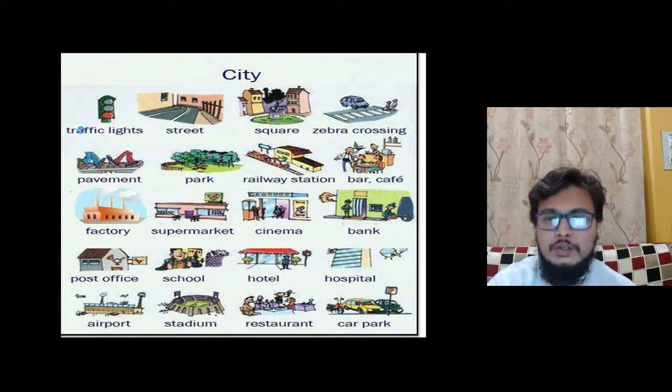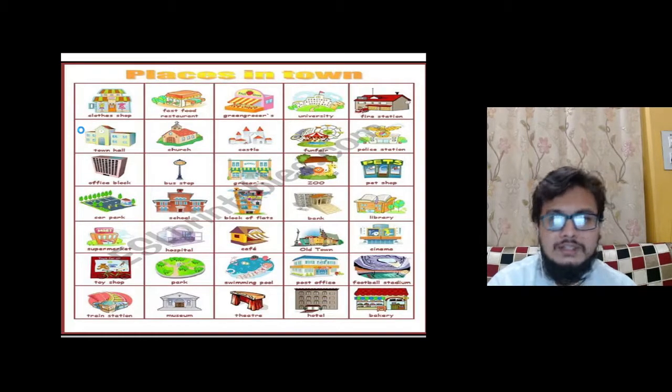Okay, you have the street, you have the zebra crossing, you have the pavement where the people walk, you have the park, you have the railway station, you have a bar or a cafe, you have the factory, supermarket, cinema, bank, post office, school, hotel, hospital, airport, stadium, restaurant, car park. So these are the places in the town.